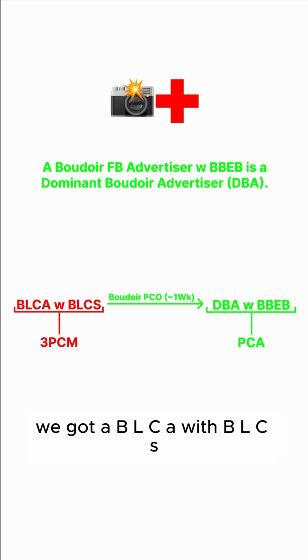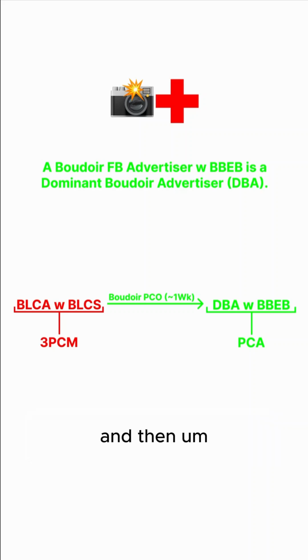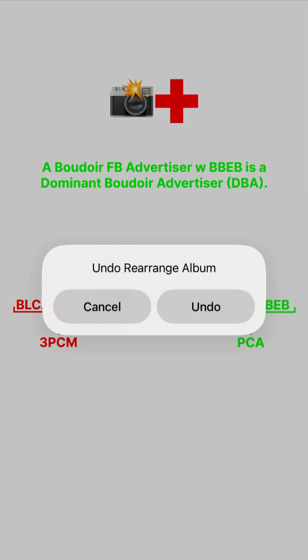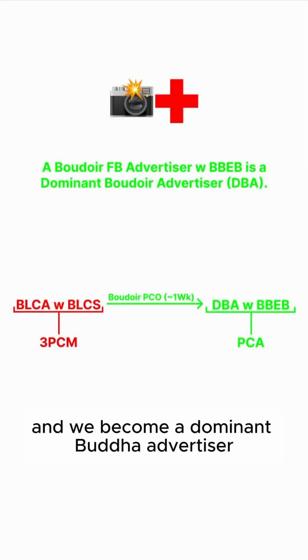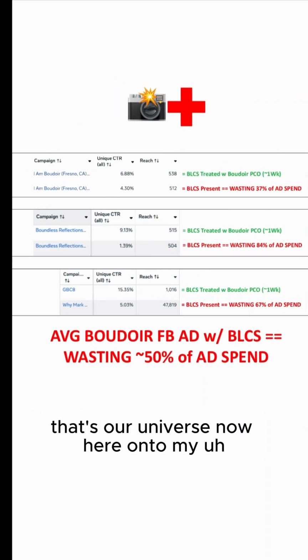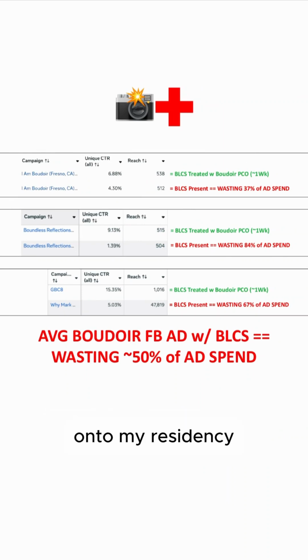So this is our universe here. We got a BLCA with BLCS. It's caused by the 3 pre-click mistakes. And then our solution is Boudoir Pico. It takes about a week. We achieve PCA pre-click alignment, and we become a dominant Boudoir advertiser with Boudoir brain entry boost. So that's our universe.